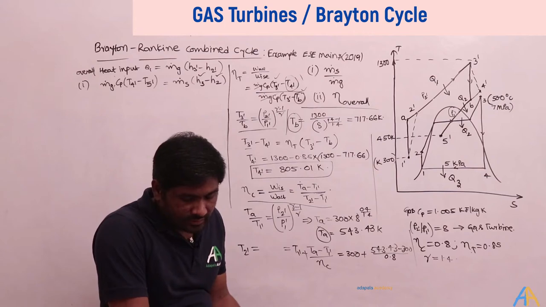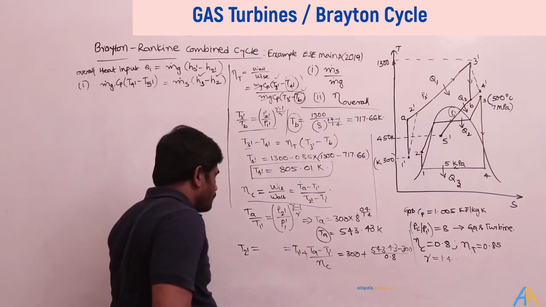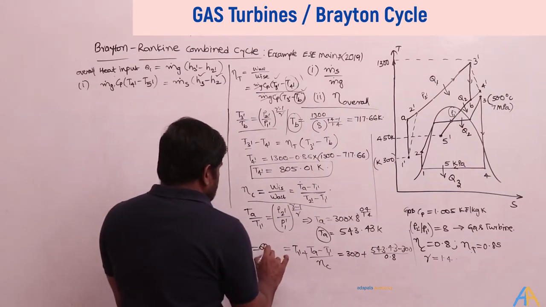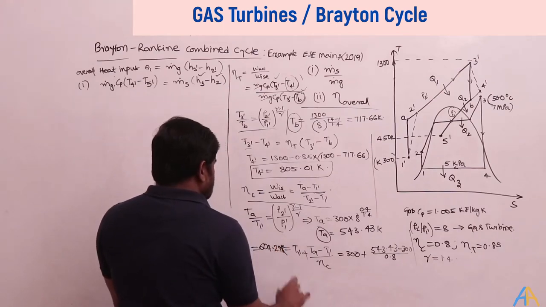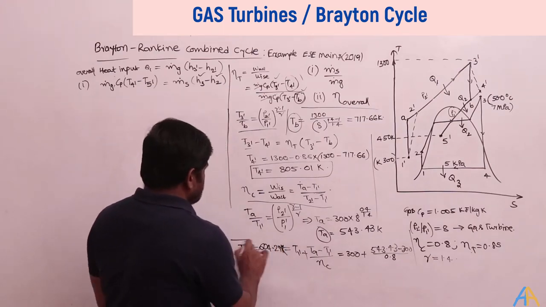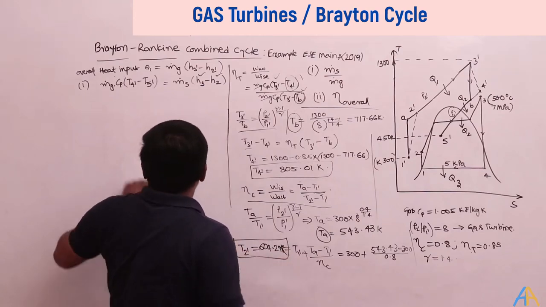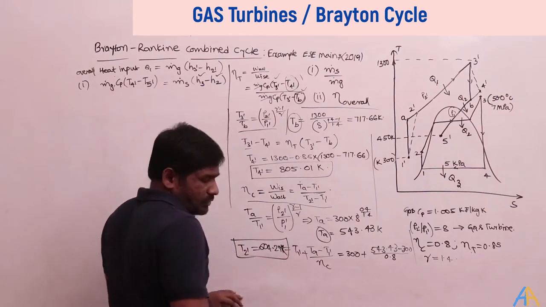So here you will get 604.29 Kelvin. Always we substitute in Kelvin. This is the T2 dash. Okay, so let's come back to the original problem here.